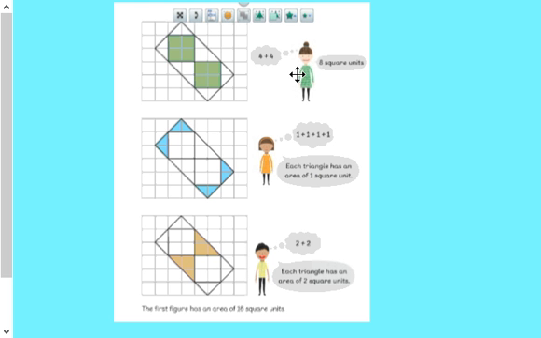And you can see that the young lady here has said that I've got 2 of these are 4 squares each. So we've got 4 plus 4 is 8, as I've just said.